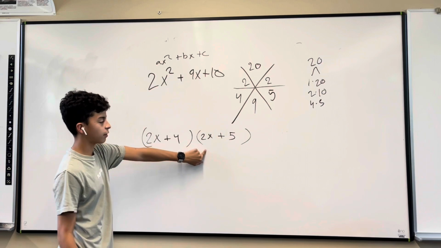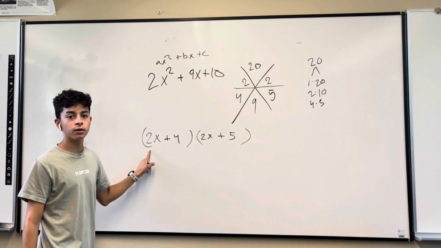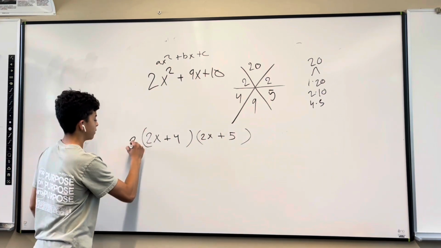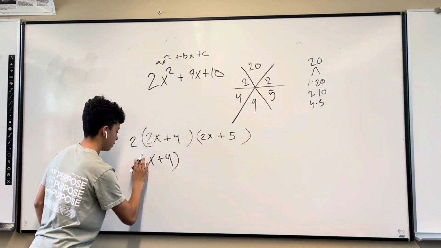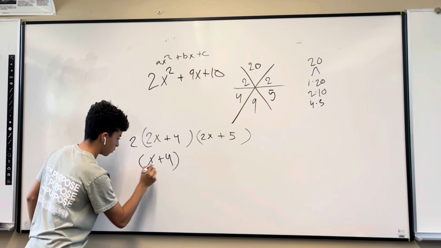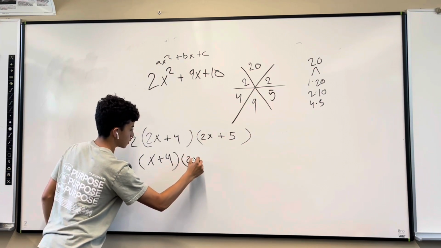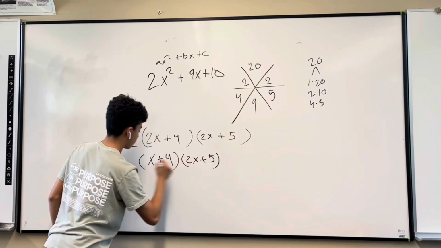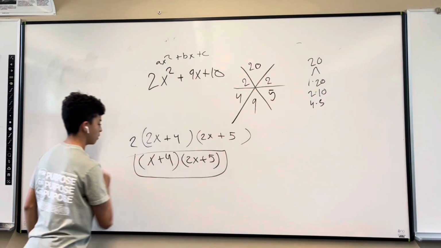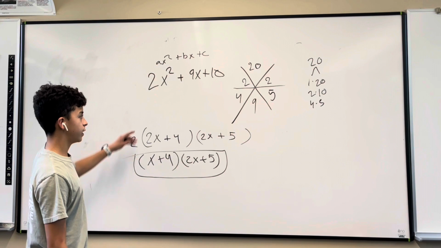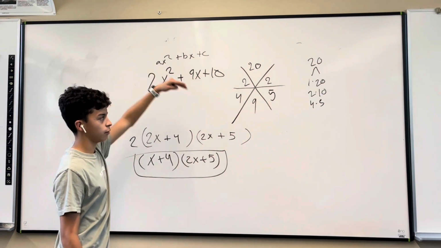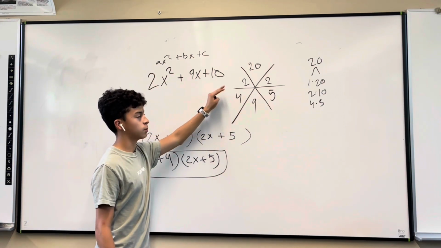So here, can anything be factored out? No. And here, can anything be factored out? Yes. So you can factor out the 2. It's going to be x plus 4, and then 2x plus 5. So x plus 4 and then 2x plus 5. This is a very easy way you can do it. Obviously, here I went in a bit more depth, with the factor tree and then explaining this.